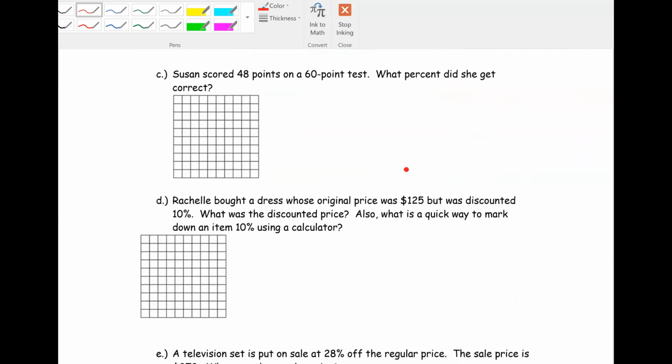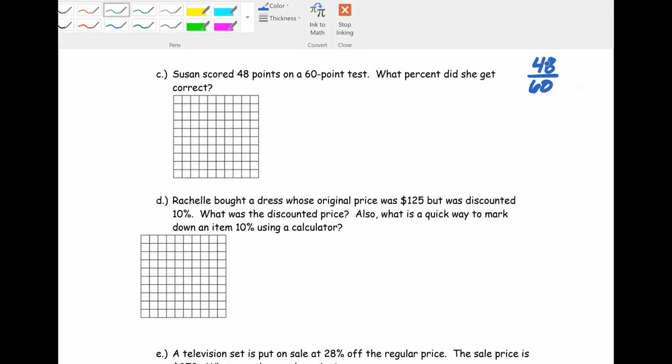Okay, so part C, Susan scored 48 points on a 60-point test. What percent did she get correct? So I'm sure many of you may realize that you could just do 48 divided by 60 and change that into a percentage. That would be a fast way.